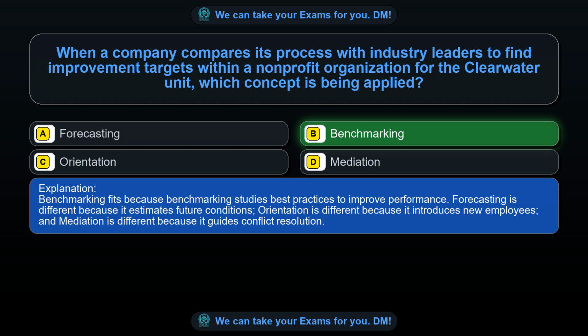Forecasting is different because it estimates future conditions, orientation is different because it introduces new employees, and mediation is different because it guides conflict resolution.